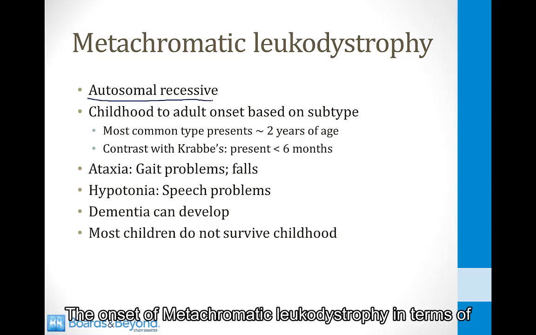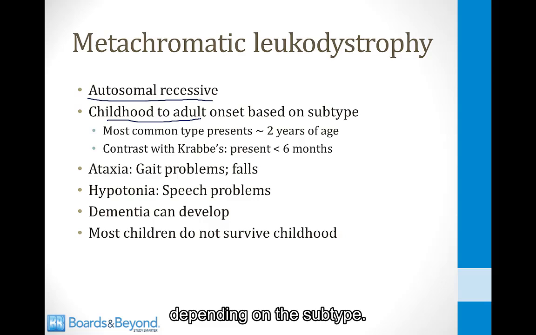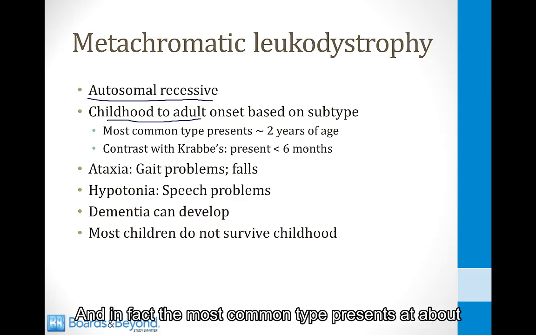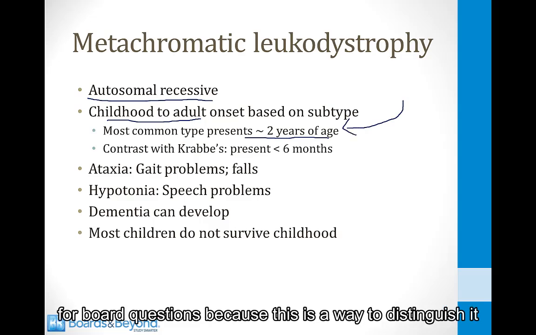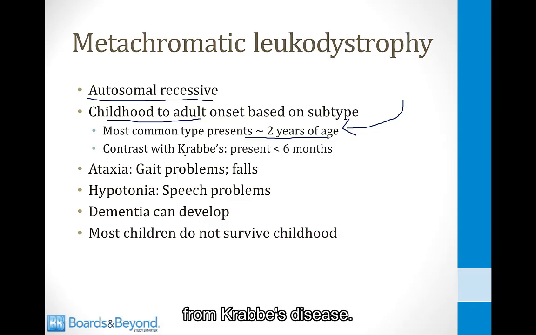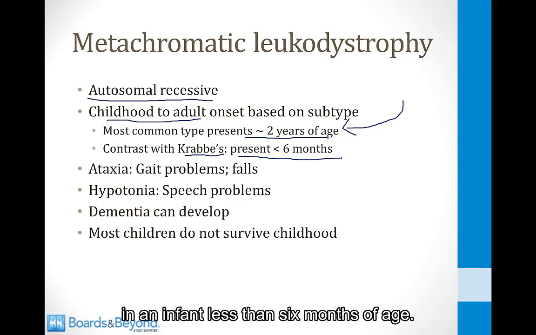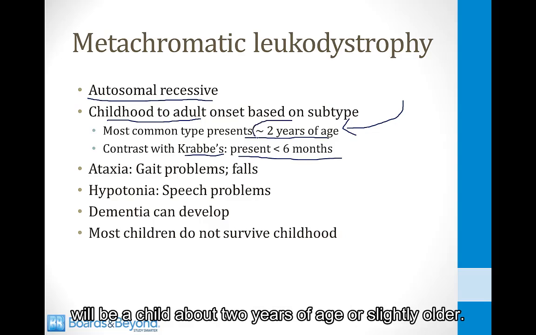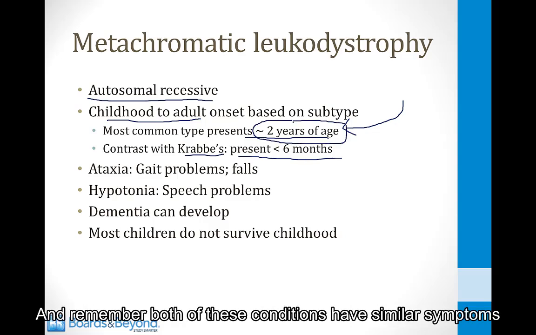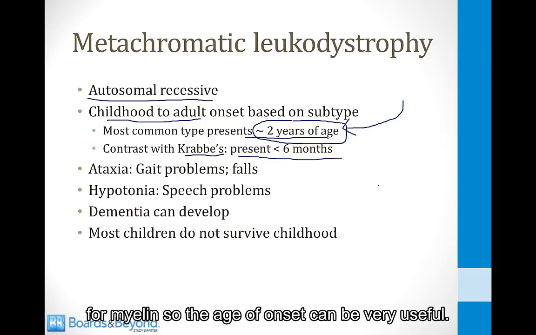The onset of metachromatic leukodystrophy in terms of symptoms can be anywhere from childhood to adulthood, depending on the subtype. And in fact, the most common type presents at about 2 years of age. And it's very helpful to remember this for board questions, because this is a way to distinguish it from Krabbe's disease. As I told you before, Krabbe's will usually present in an infant less than 6 months of age. Metachromatic leukodystrophy, on the other hand, will be a child about 2 years of age or slightly older. And remember, both of these conditions have similar symptoms because they both involve molecules that are important for myelin, so the age of onset can be very useful.